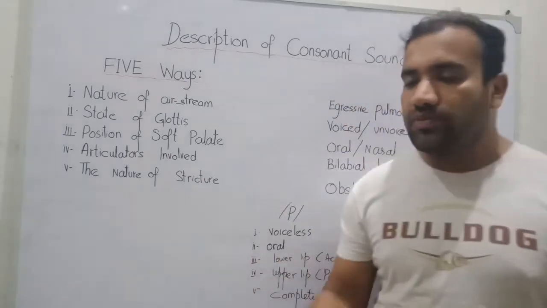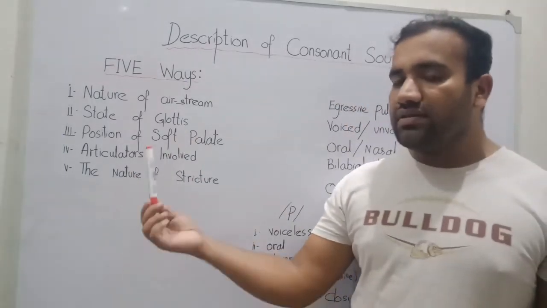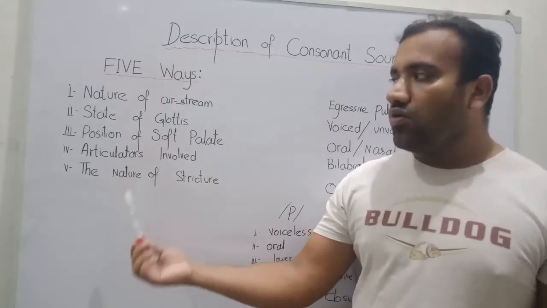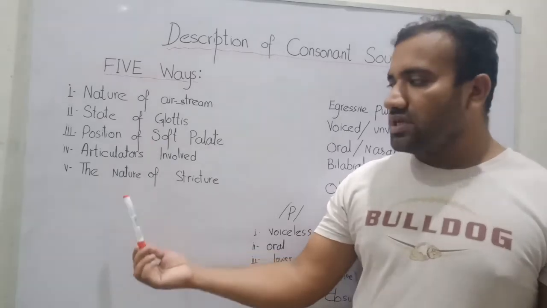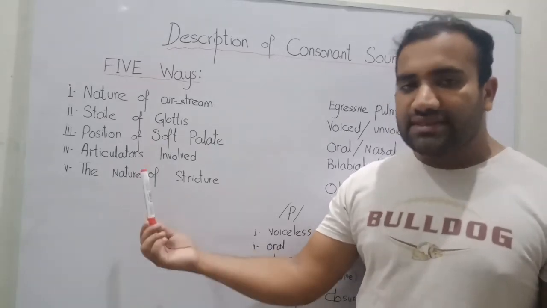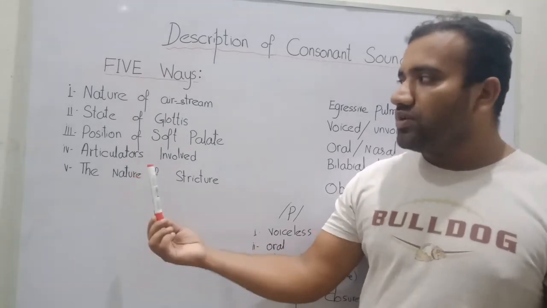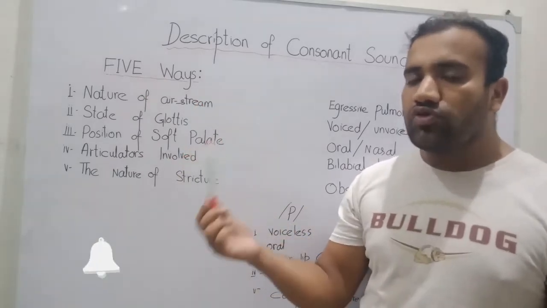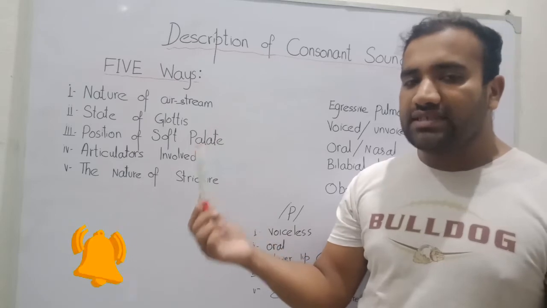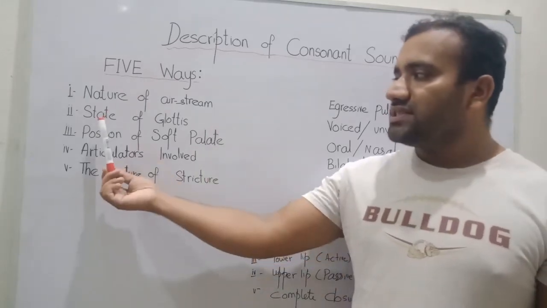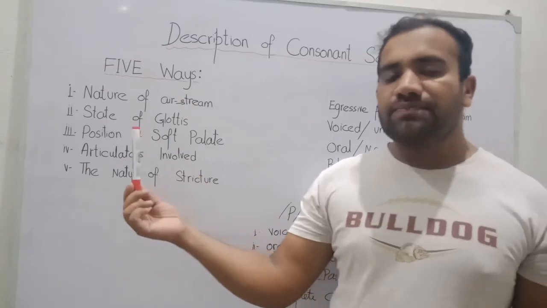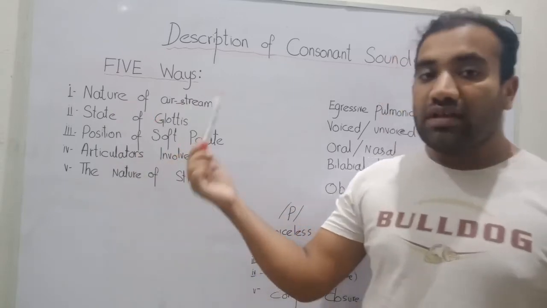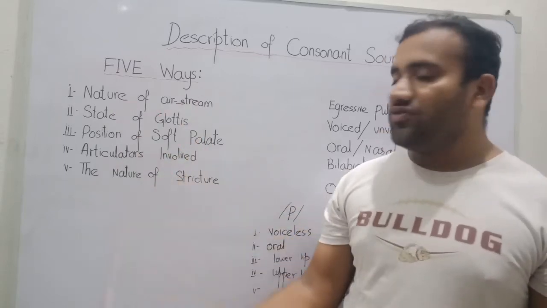These are the 5 ways that tell us how we can distinguish and describe the nature of a consonant sound. I am repeating here. The first one is the nature of the air stream. All English sounds are produced with the egressive pulmonic air stream mechanism. The second is the state of the glottis, and it tells you whether the sound is voiced or unvoiced.